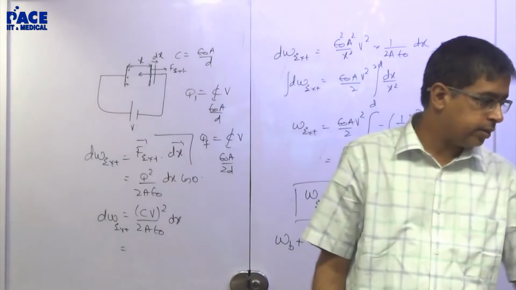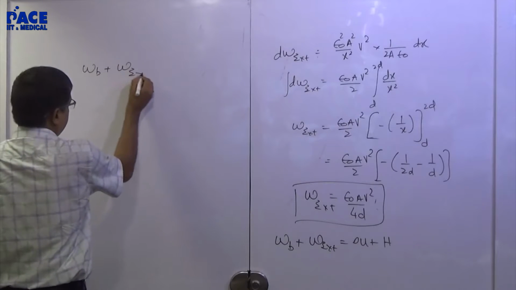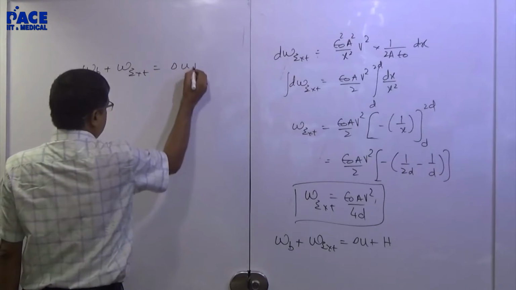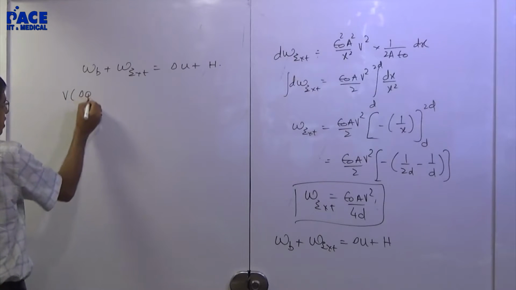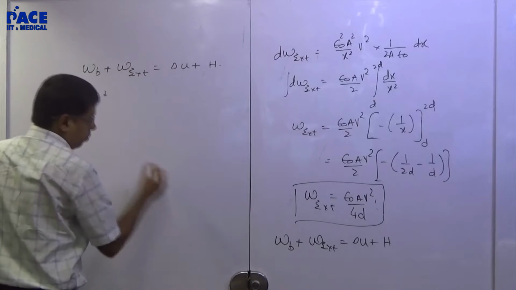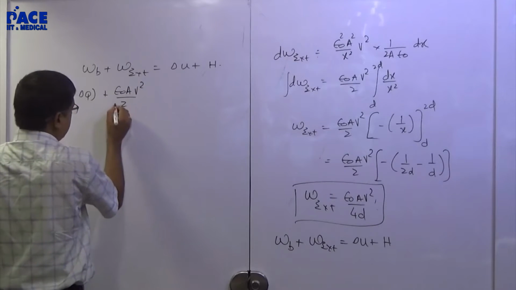I am pulling it. Now work done by the battery plus work done by external source is delta U plus heat loss. Work done by the battery will be V delta Q plus work done by the external source, epsilon naught A V square by 4D.